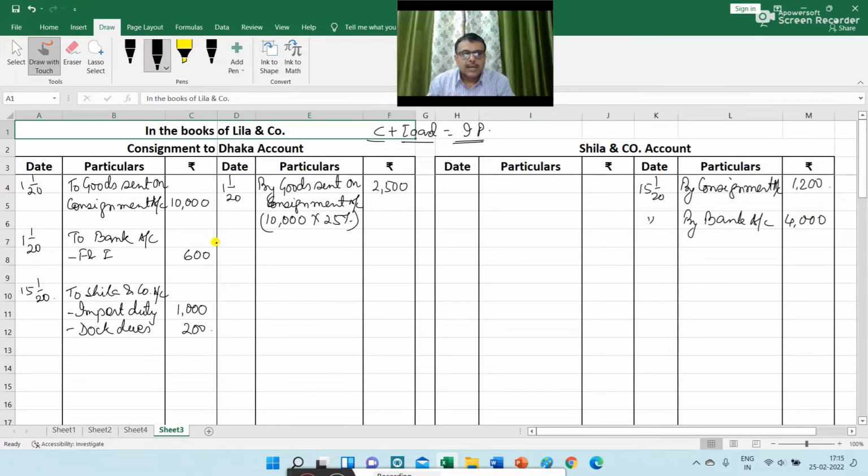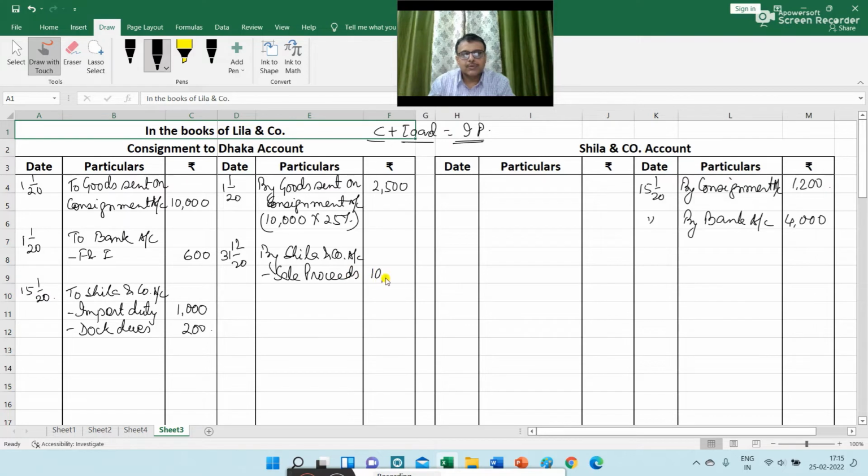Now at the end of the year, it is given that the value of goods sold by the consignee is Rs 10,500. So in the consignment to Dhaka account, I am writing by Sheela and Company account. This is the sale proceeds.